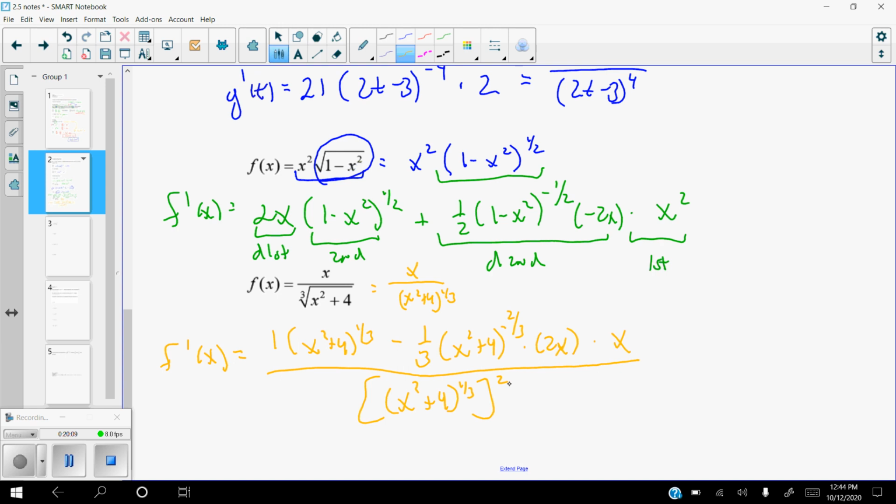And again, that can definitely be cleaned up quite a bit. I'm going to skip that part for right now. If you want to, it'd be a good idea to practice the algebra there.